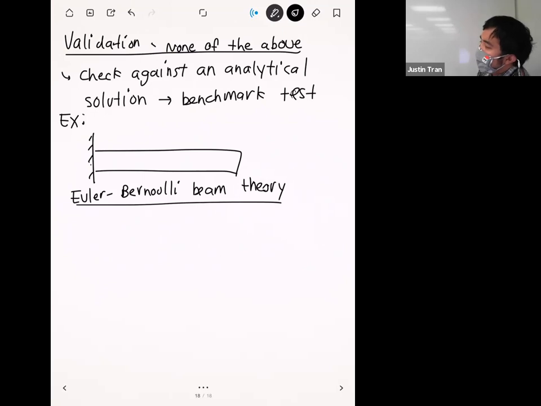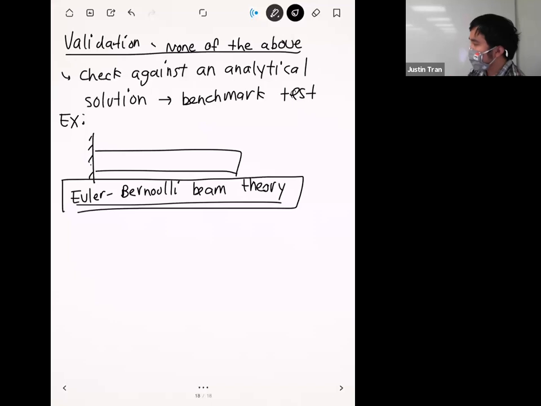Euler-Bernoulli beam theory, of course, is governed by a certain differential equation. If you solve that differential equation by hand and get a solution for the deformation, and you compare that result to your simulation and they're the same, that's one way you can validate your result, because Euler-Bernoulli beam theory is pretty well respected. People generally believe that it's true. If you show that your code or simulations can match that reliable model, then that's one thing you can do.